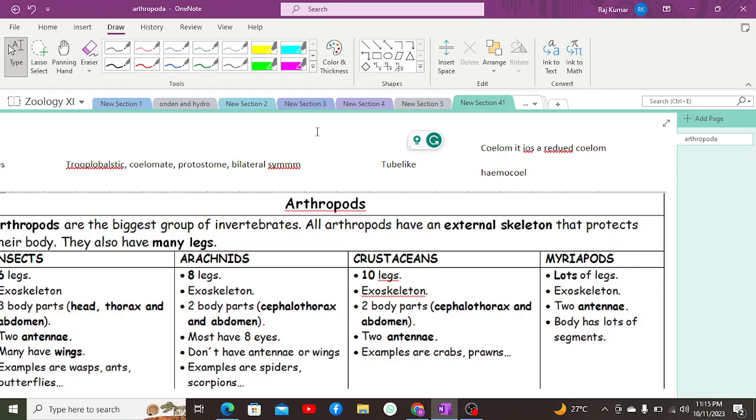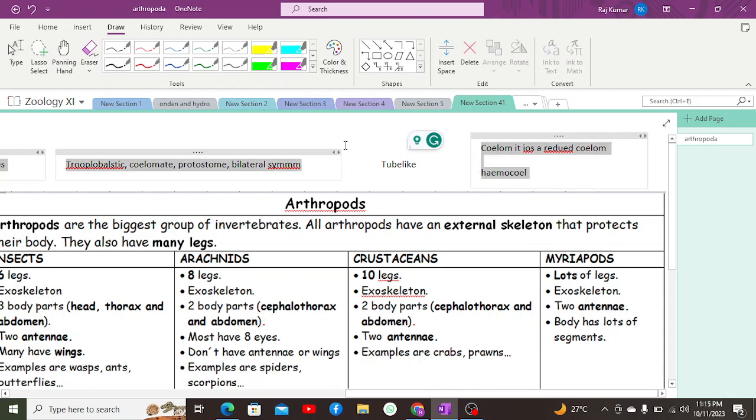The hemocoel and the hemolymph allow the exchange of material within that cavity. This is how exchange of material occurs through an open type circulatory system. There is the presence of hemocoel, and that hemocoel has hemolymph.